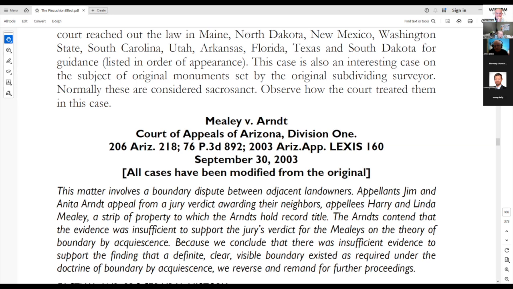Finding practical location by acquiescence when parties and their predecessors in title made a conscientious effort to build dividing fences as close as possible to the actual boundary and remain satisfied with the fence's location for the statutory period. And so you're actually getting into practical location doctrine there as well, which hopefully we'll get over to today.